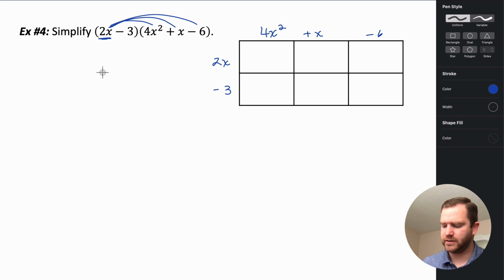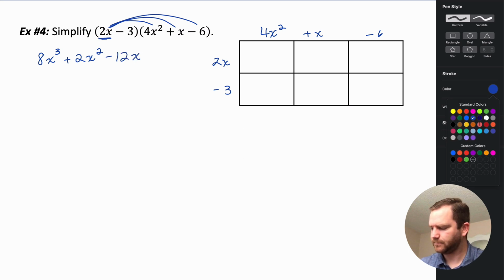So 2x times 4x squared. 2 times 4, that's 8. X times x squared, so that's x to the first and x squared. You add the exponents, so you get x to the third. 2x times x. So 2 times 1 is 2. X and x is going to be x squared. And then 2x and negative 6. So 2 times negative 6 is negative 12, and then it's just going to be x to the first.